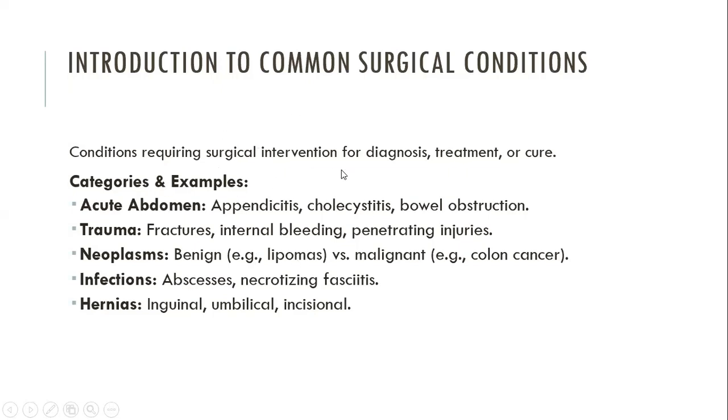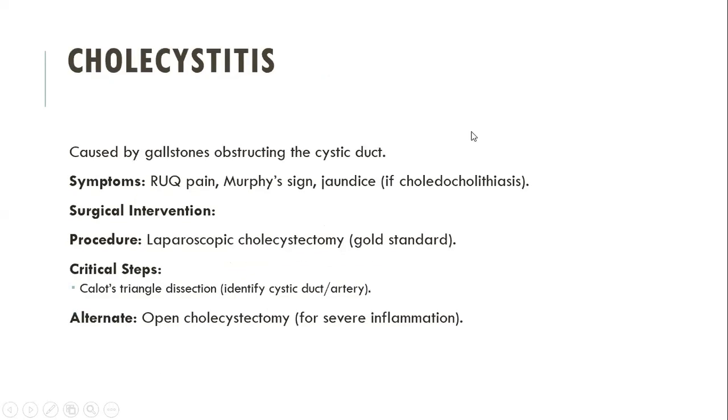Now, these are some common surgical conditions and areas. So surgeries are basically divided into a few categories. In the acute abdomen, you see patients for appendicitis, cholecystitis, and bowel obstruction. And in trauma, patients come for fractures, internal bleeding, and penetrating injuries. General surgeons basically do surgeries for neoplasms too, like benign lipomas, and malignant ones like colon cancer. Infections again, abscess or necrotizing fasciitis. These are again done by general surgeons, as are hernias: inguinal, umbilical, and incisional.